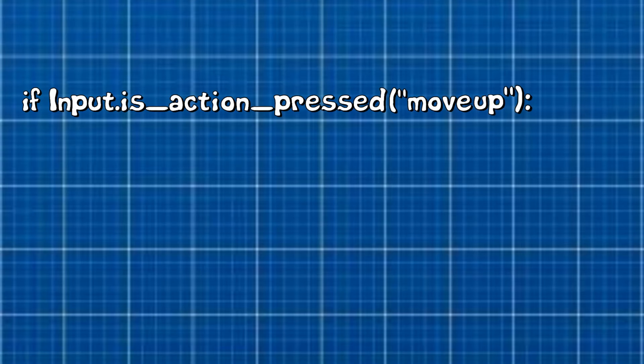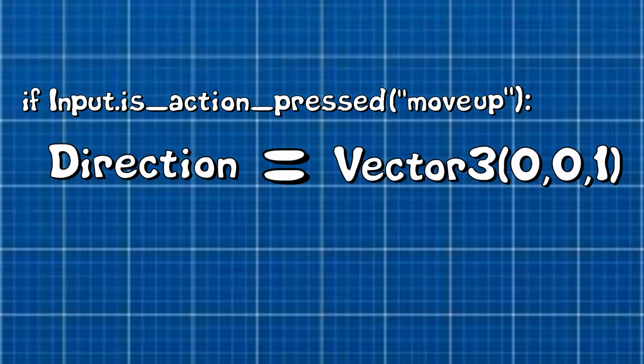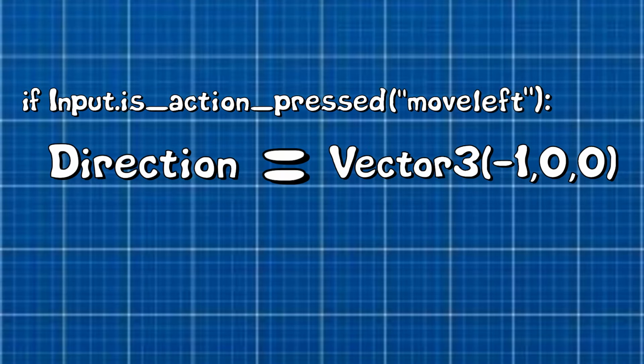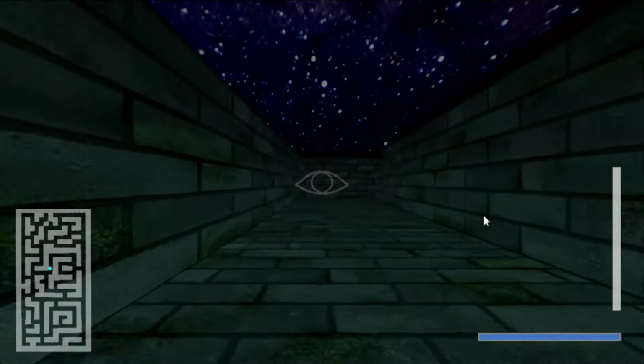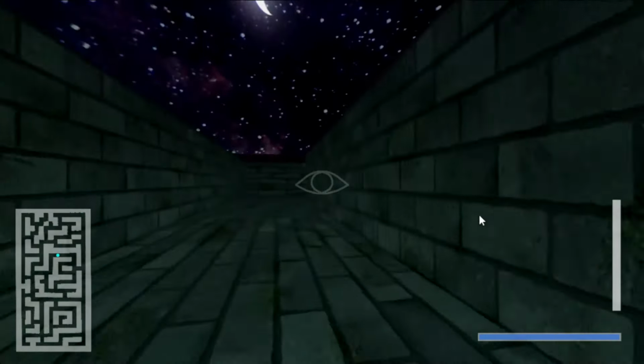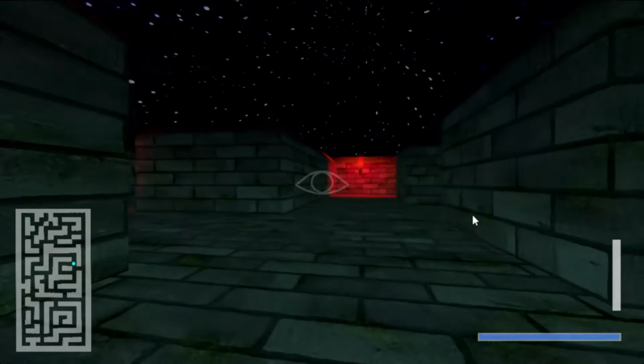Then we make the game check if the player is pressing a direction on their controller. If they press up, we set the direction variable to 0, 0, 1, the forward direction. If they press left, we set it to -1, 0, 0, the left direction, and so on. Fortunately, Godot has a way to make this simpler by having terms for each of these directions, like so. We do this not only for every cardinal direction, but also for any combination of directions.